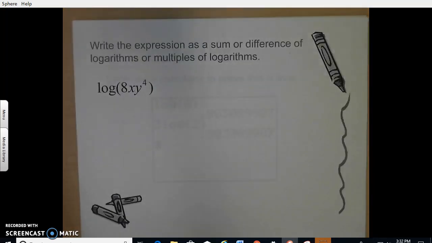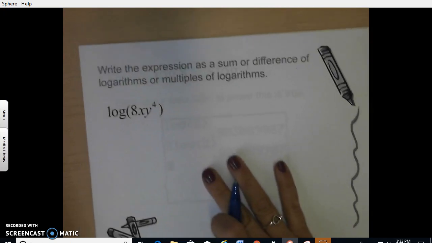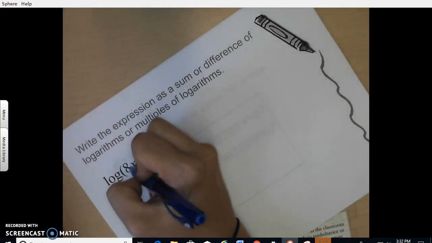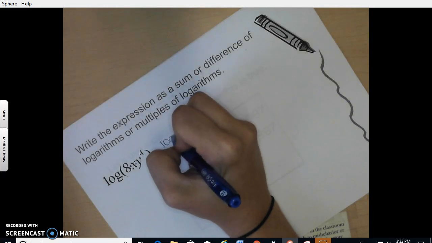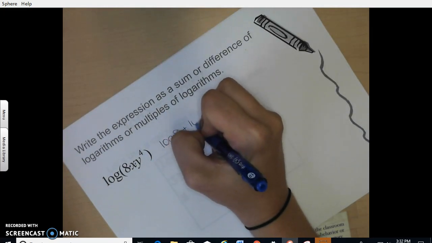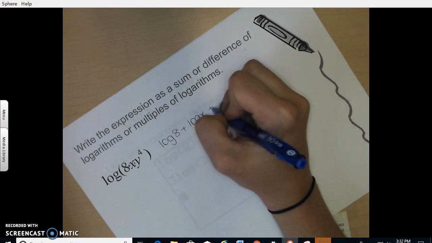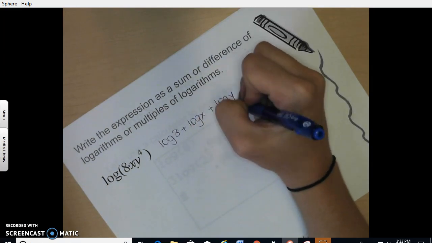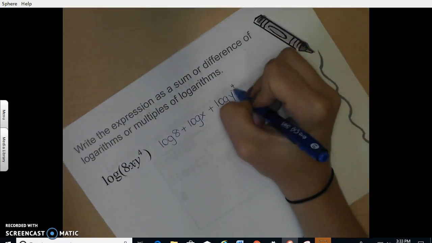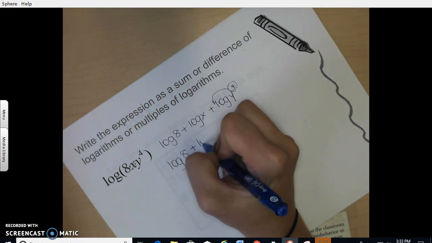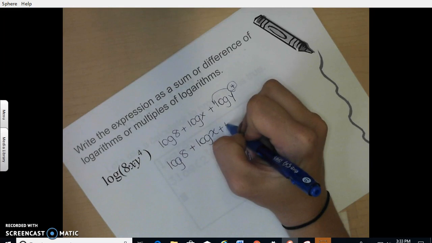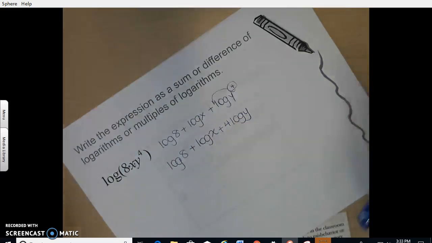These are very important. Write the expression as a sum or difference of the logarithms or multiple logarithms. So here we have power. We have products. So we can take the log of 8 plus the log of x plus the log of y to the fourth power. This fourth power comes to the front, and we have log of 8 plus log of x plus 4 log y.